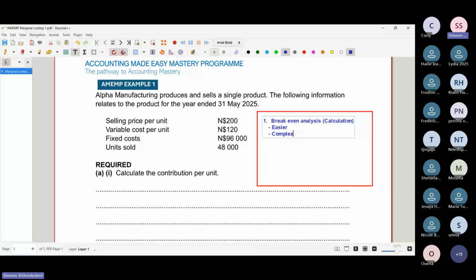Now, then there's a next section, which is called the break-even chart. Break-even chart as well. If you know the calculations, the chart will become easier. Then the third section is decision making in marginal costing.